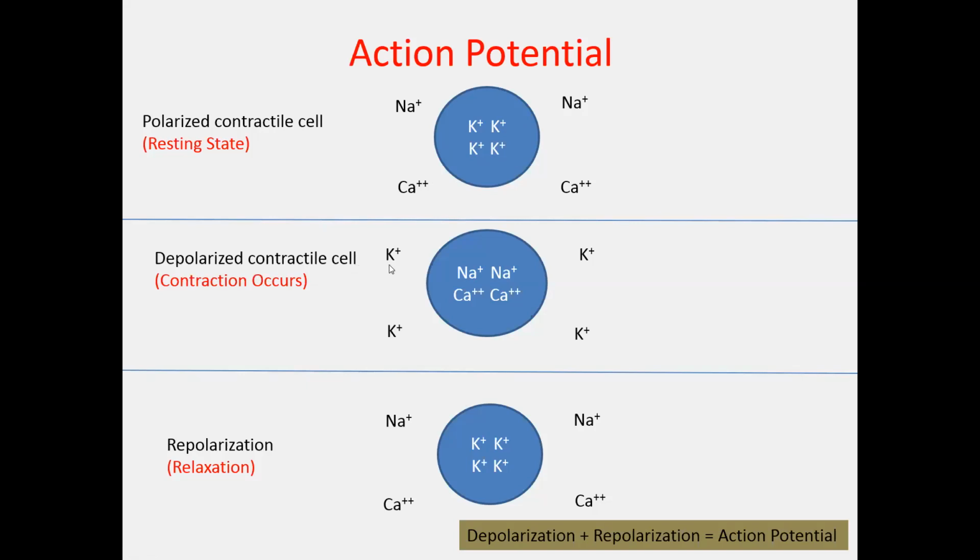Potassium comes out of the cell and sodium and calcium go into the cell during depolarization. This is when contraction occurs. This is when we see the QRS. This is what's happening in the QRS. And then during repolarization, our heart we said is vulnerable. This corresponds with our T wave. When the sodium and calcium are leaving the cell and the potassium is going back into the cell, that's repolarization.